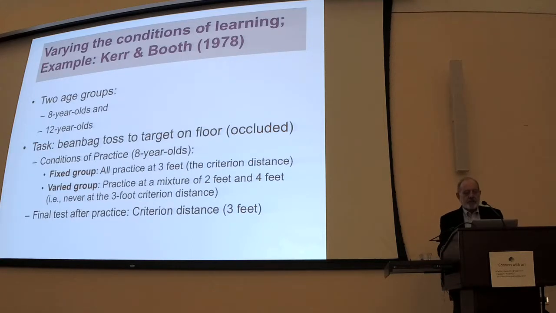So half of the kids in this experiment practiced, in the 8-year-old group, at a 3-foot distance, a lot of trials. The other kids practiced at a mixture of 2 feet and 4 feet, but never 3 feet. I won't show you the learning curve during the practice stage, because it's what you would expect. The group throwing the same distance all the time did better than the group at 2 feet and 4 feet. Then after a couple of weeks went by, they were brought back and tested, and now they were all tested at the 3-foot distance.